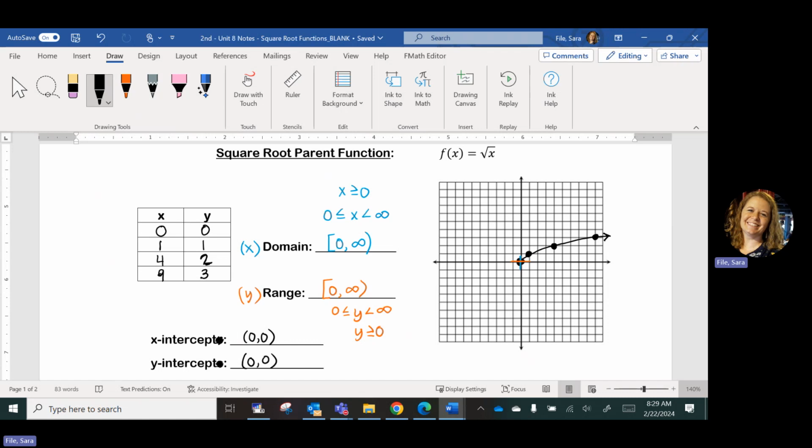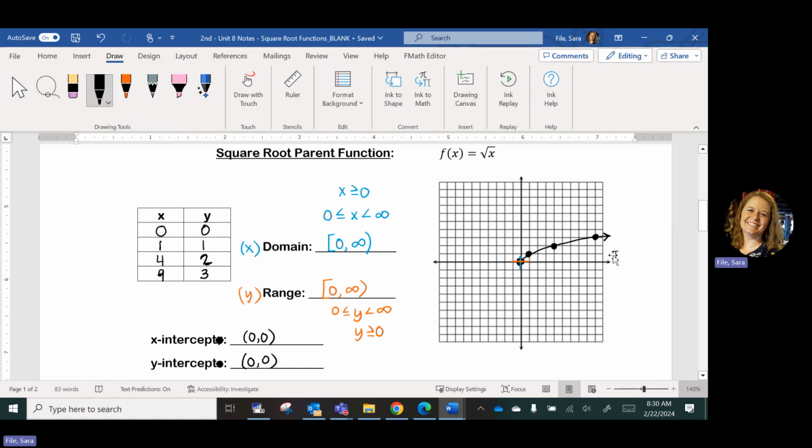All right, so the parent function starts at the origin, has this vertex at the origin, okay, this endpoint or starting point, whichever way you want to think of it, okay, and then it shoots out up and to the right, okay? So that is our parent function.